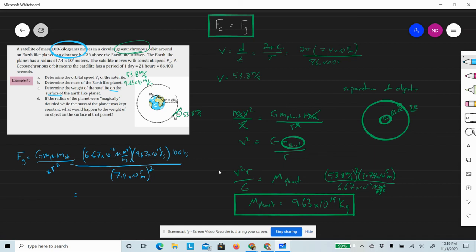All right. 1.17 newtons. And if the radius were somehow magically doubled, what would happen to the weight of the object?